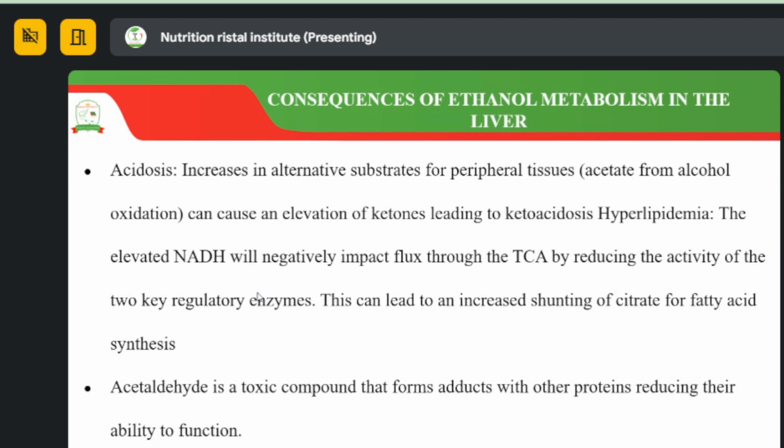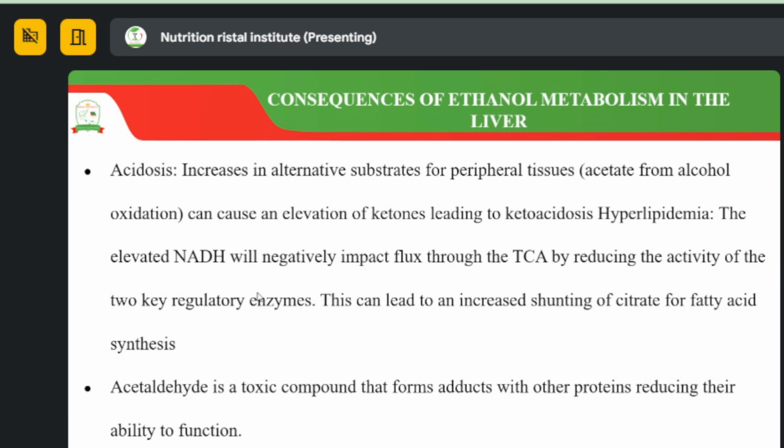an alcoholic. So acetaldehyde that is formed in your body is a toxic compound. It forms adducts with other proteins, reducing their ability to function. So protein functioning is affected in your body, and that could possibly be a reason why many of these alcoholics, with time, end up having challenges with this. They end up becoming edematous and all that, meaning protein regulation in their body is really very hard, and it's also a problem.